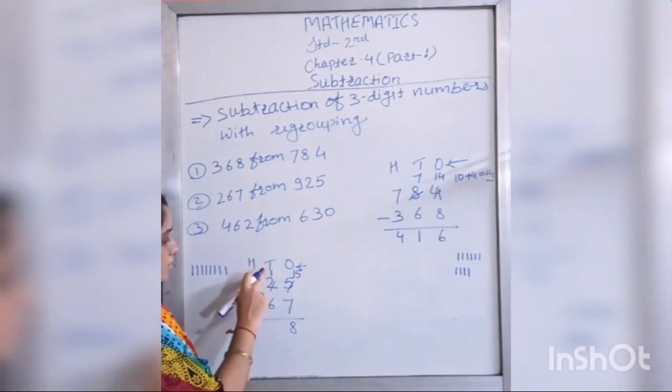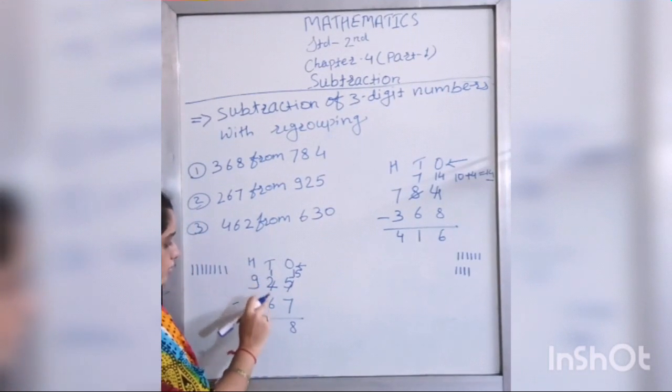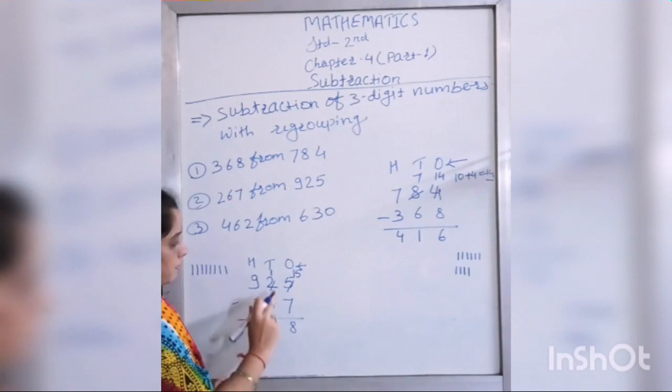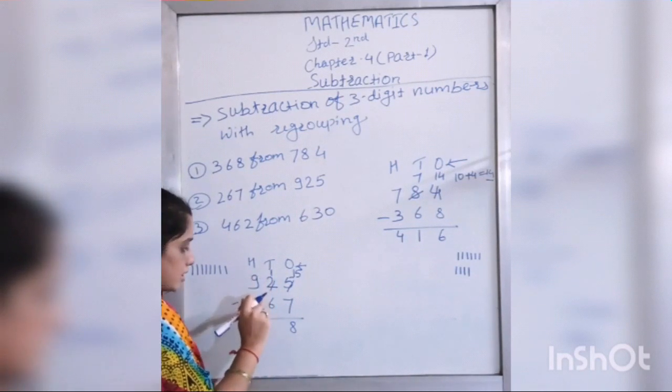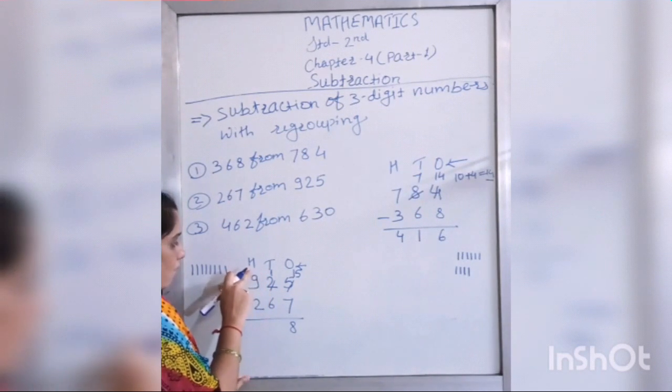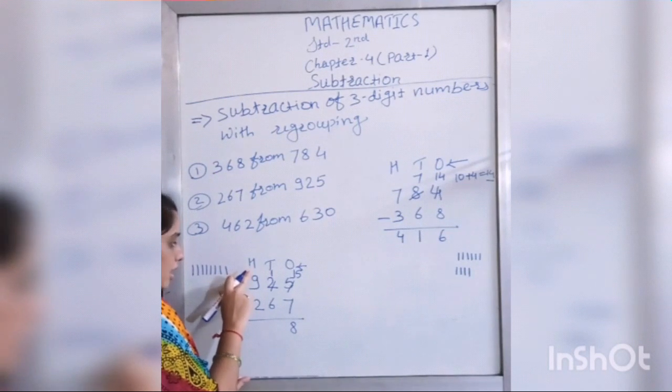Now see the numbers on the tens place. We have to subtract 6 from 1. Here also 6 is bigger than 1. We cannot subtract 6 from 1. So what will we do here? We will borrow 100 from the hundreds place.